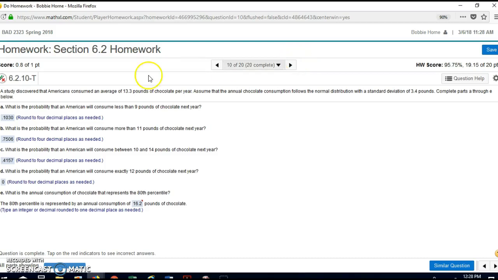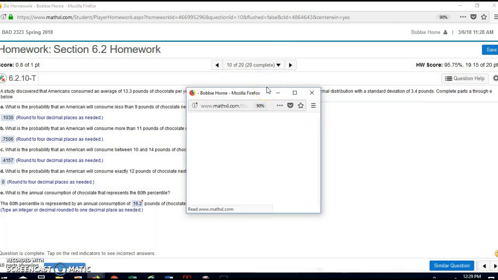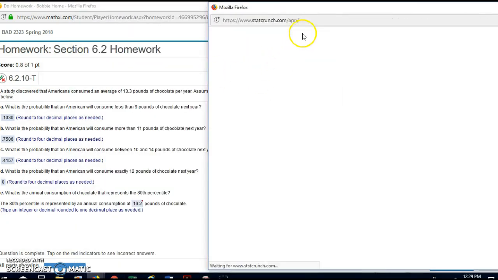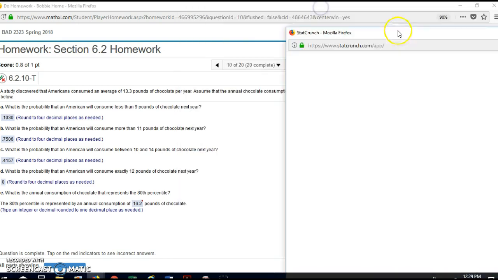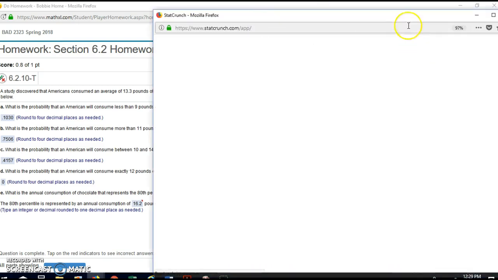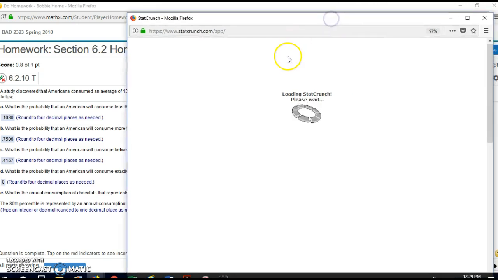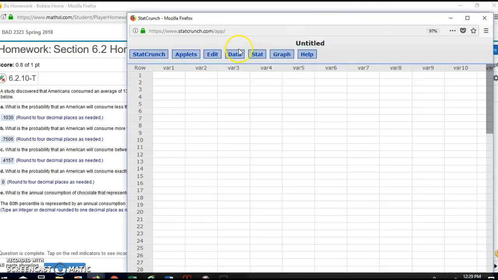Okay, looking at number 10, we know the mean is 13.3 and the standard deviation is 3.4. What is the probability that an American will consume less than 9 pounds of chocolate next year? So what we want to do is put this in StatCrunch using technology on this one, not looking up at the table. If it wants you to use the table, it'll give you the link to the table.